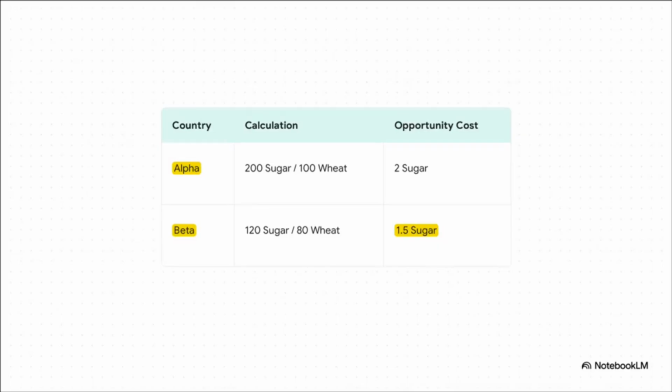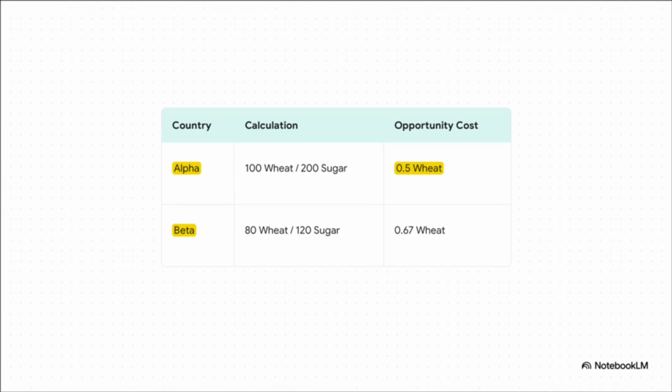So let's calculate it for wheat. For Alpha, to get 100 wheat, they have to give up 200 sugar. So you just put what you give up over what you get. 200 divided by 100. That means the opportunity cost for 1 ton of wheat is 2 tons of sugar. Now for Beta, they give up 120 sugar for 80 wheat. 120 divided by 80 is 1.5. So for every ton of wheat Beta makes, it only costs them 1.5 tons of sugar. Hey, that's a lower cost.